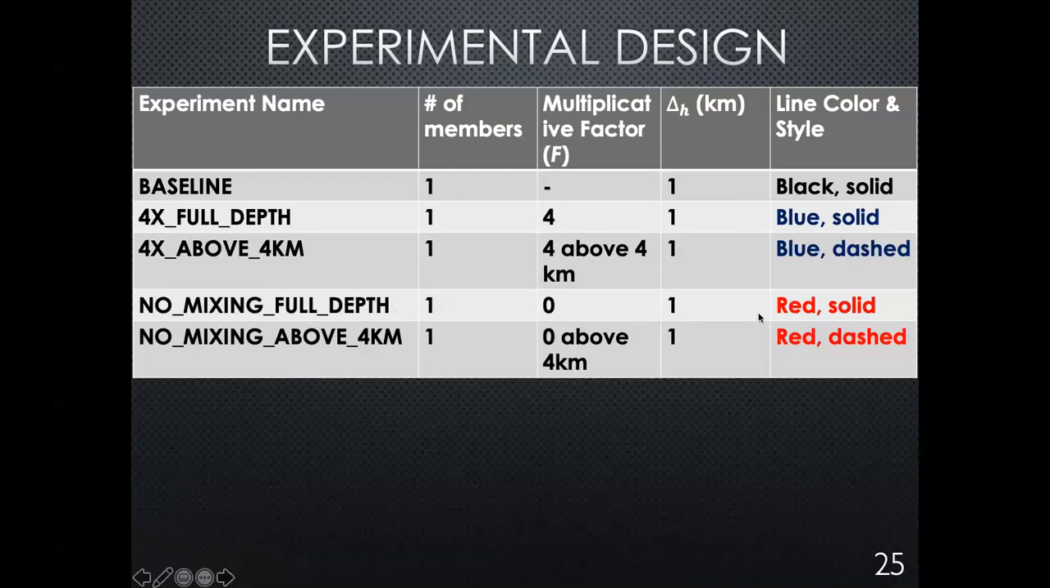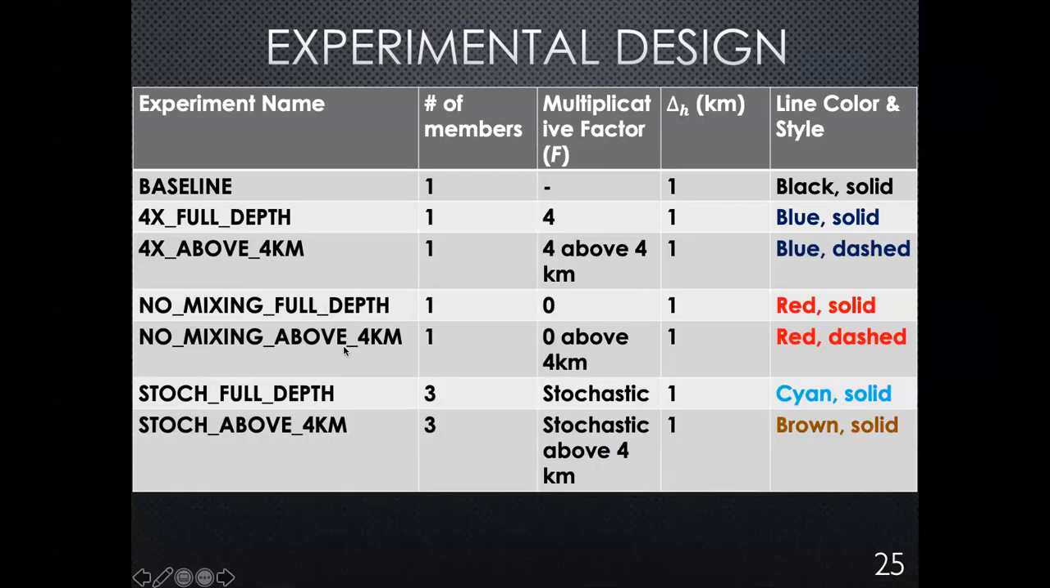Then two more simulations on the other extreme. We're essentially going to turn off horizontal mixing, and we'll do it throughout the full tropospheric depth, which will be shown in red lines, and then only above 4 kilometers, which will be shown in dashed lines. We'll do that same framework for the stochastic schemes, with 3 members using the stochastic scheme applied to the full tropospheric depth and 3 members applied only above 4 kilometers.